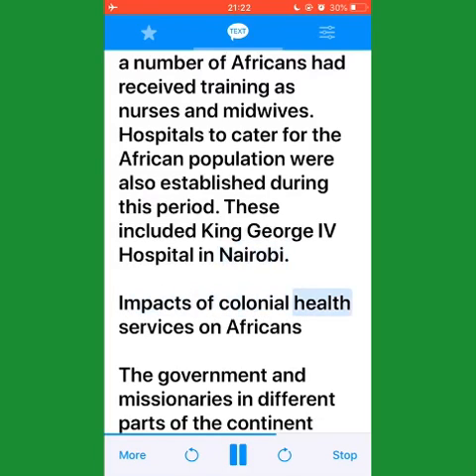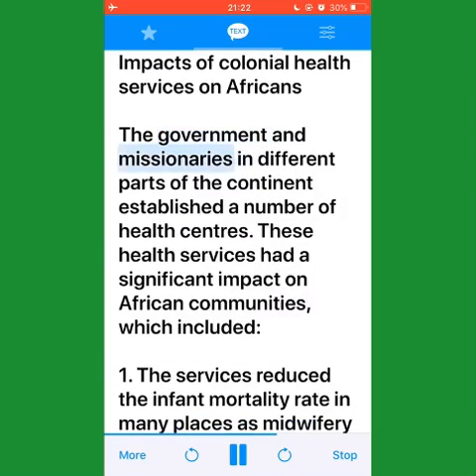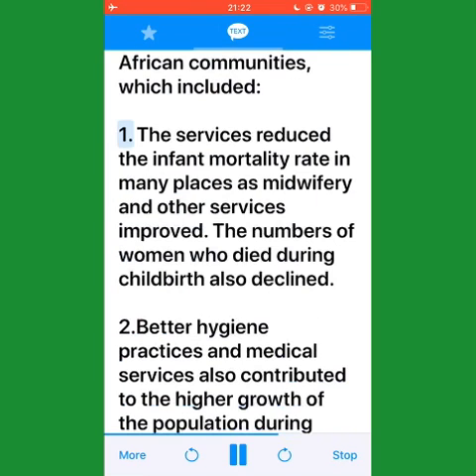Impacts of colonial health services on Africans. The government and missionaries in different parts of the continent established a number of health centers. These health services had a significant impact on African communities, which included: 1. The services reduced the infant mortality rate in many places as midwifery and other services improved. The numbers of women who died during childbirth also declined.